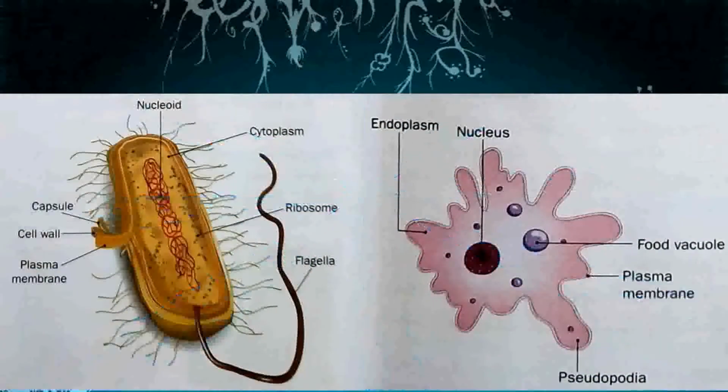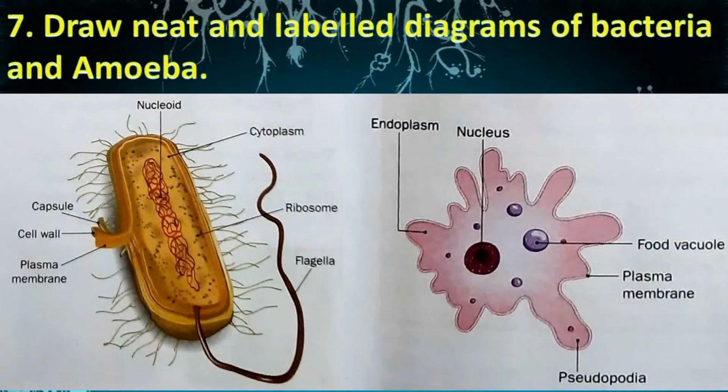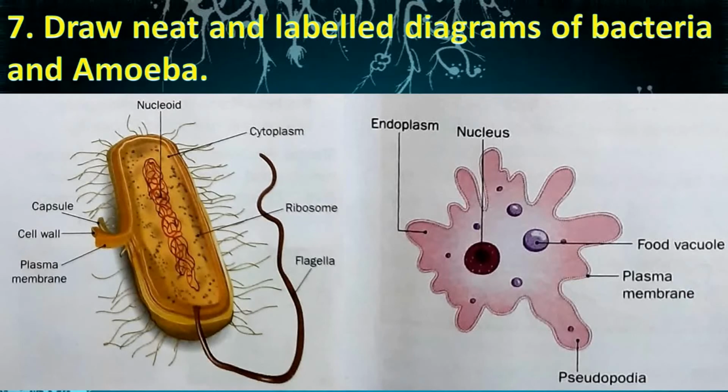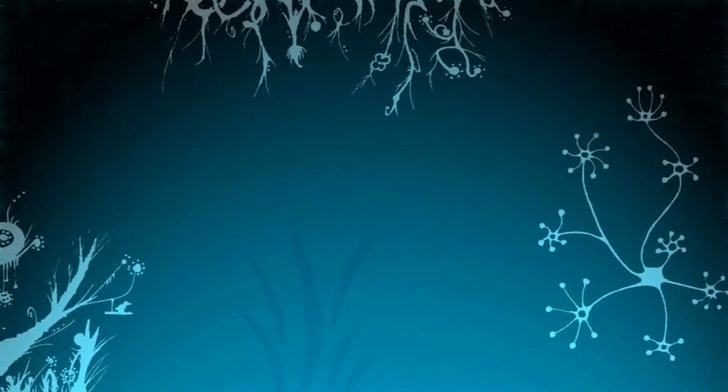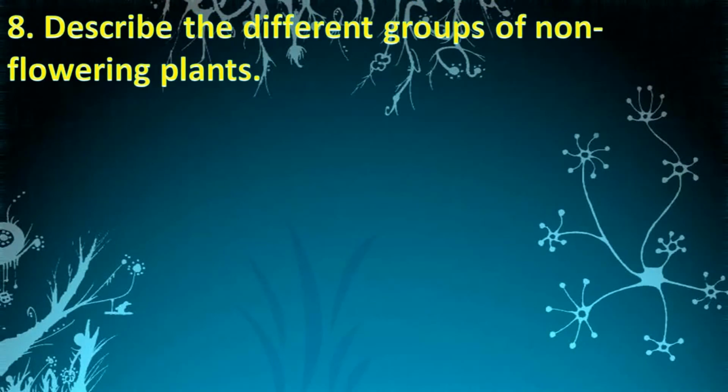Next question. Draw neat and labeled diagram of bacteria and amoeba. Describe the different groups of non-flowering plants.